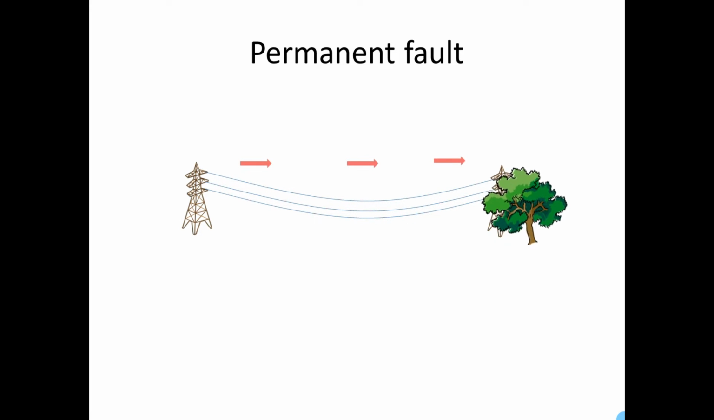Permanent fault means, for example, in our transmission line, if a tree falls onto the line and the tree is a very huge tree, the fault will not be rectified very soon, it will be somewhat permanent. Or if any transmission line cuts and falls to the ground, it is also considered a permanent fault. We have to come and rectify it. It will not rectify by itself.